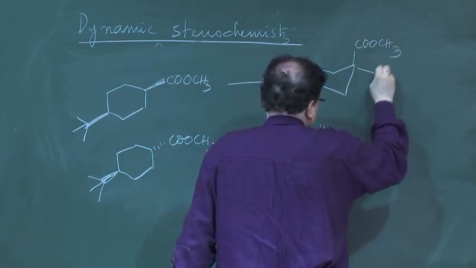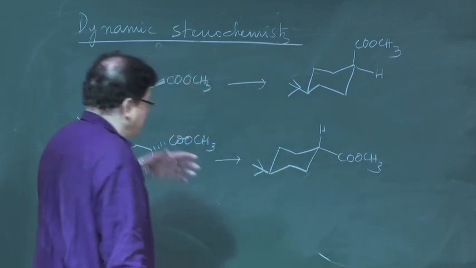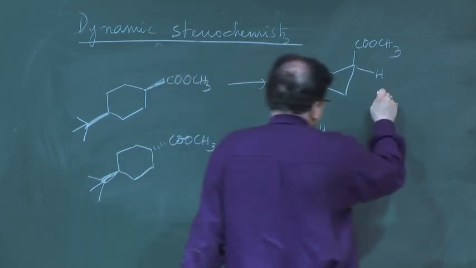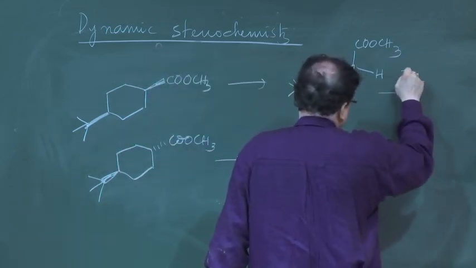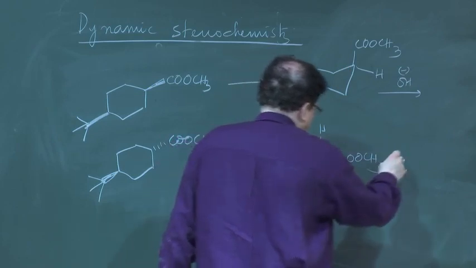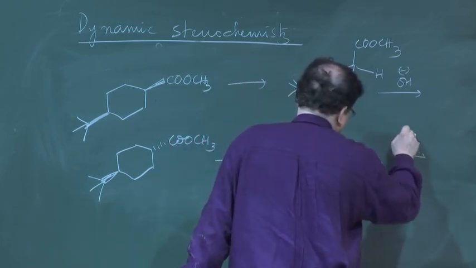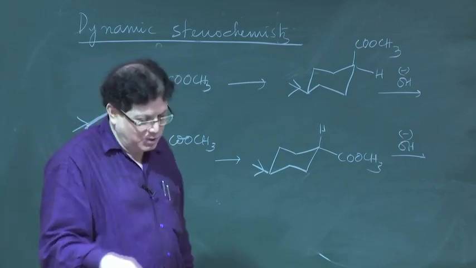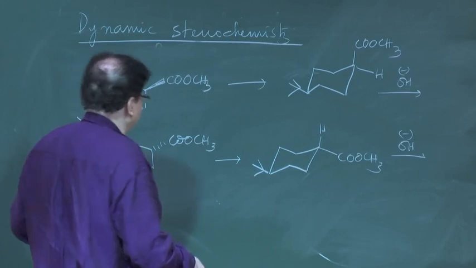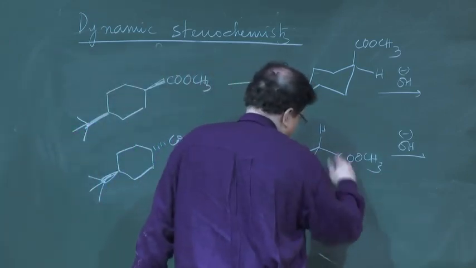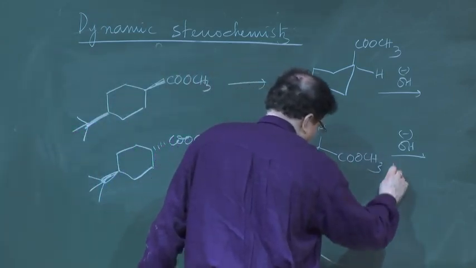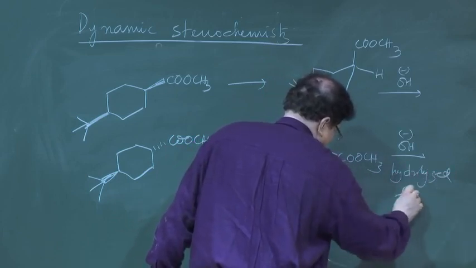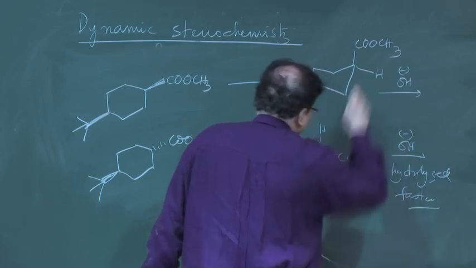Okay. The question is which one will saponify faster? Saponification means hydrolysis in a basic condition. So, if I hydrolyze it under a basic condition, that means OH minus is the nucleophile. Okay. So, which one will hydrolyze at a faster rate? Now, this is interesting. Unlike the axial alcohol versus equatorial alcohol, now it is the other way around. The equatorial ester will be hydrolyzed faster as compared to the axial ester.